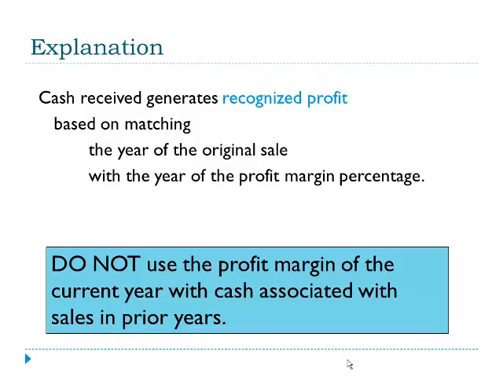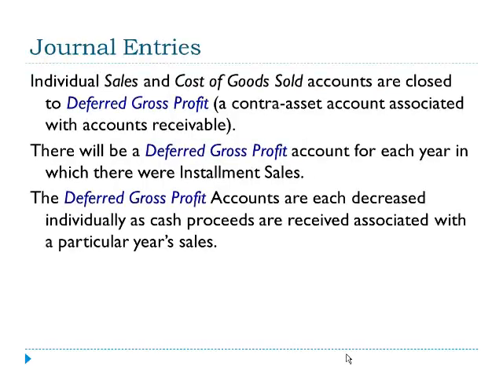Cash received generates the recognized profit. We're going to match the year of the original sale with the year of the profit margin percentage in order to get an accurate figure of how much to recognize. Do not use the profit margin of the current year with cash associated with sales from prior years.